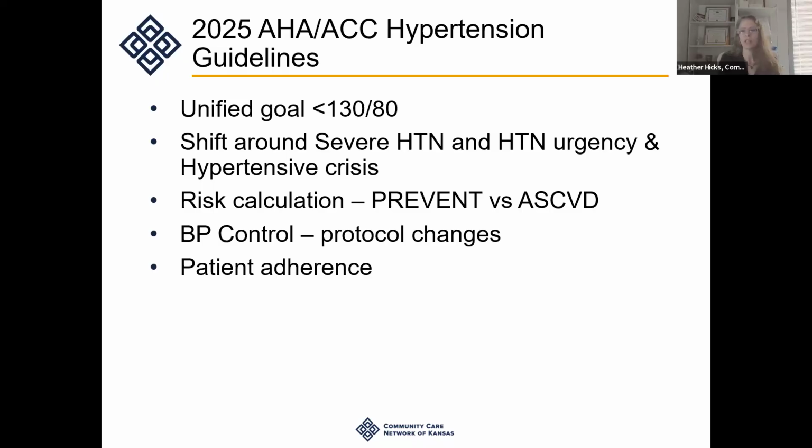There are also some protocol changes in blood pressure care. There is quicker medication acceleration to get blood pressure controlled. There is also language around patient adherence, follow-up, and lifestyle changes across any stage of hypertension. Another term change is around hypertensive crisis or hypertensive urgency. So that's a high-level summary of what we saw in the hypertension guidelines.